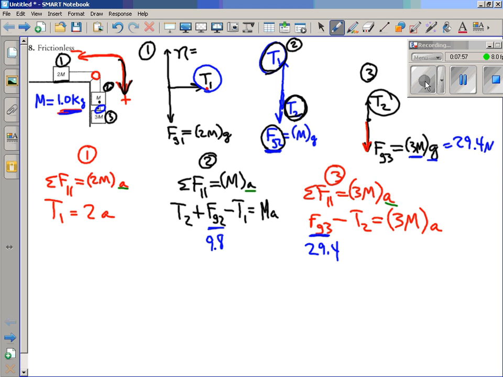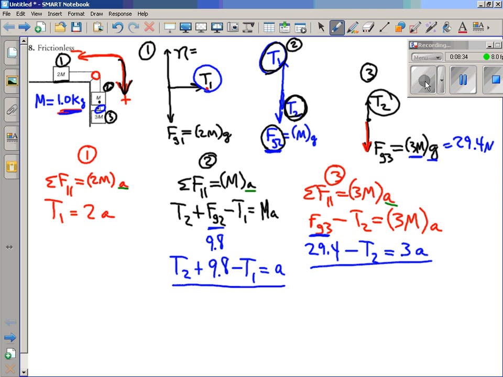So continuing on here for object 3, we do not know tension 2. We do know that m equals 1, so 3 times a. So in this particular equation, I have two unknowns. And backing up to object 2 here, we don't know T2. We do know force of gravity on object 2 is 9.8 newtons. We don't know T1. We do know that m is 1, and then a. So there we have three unknowns.